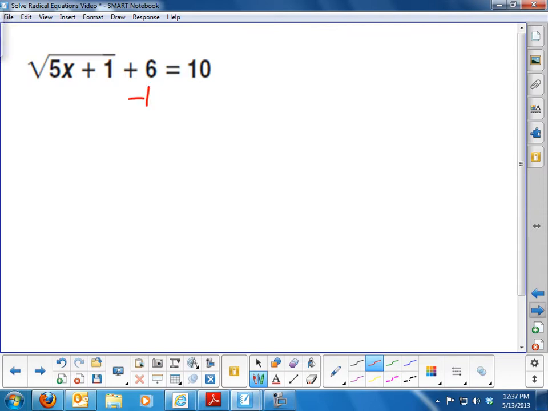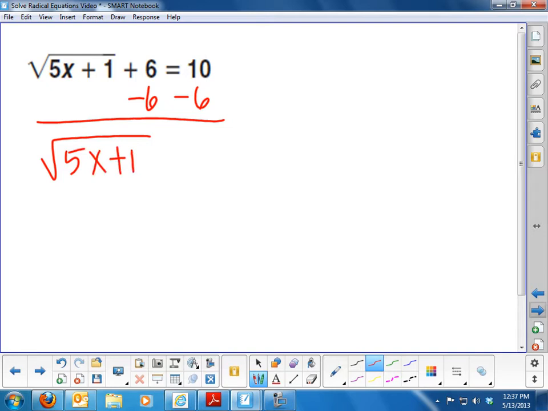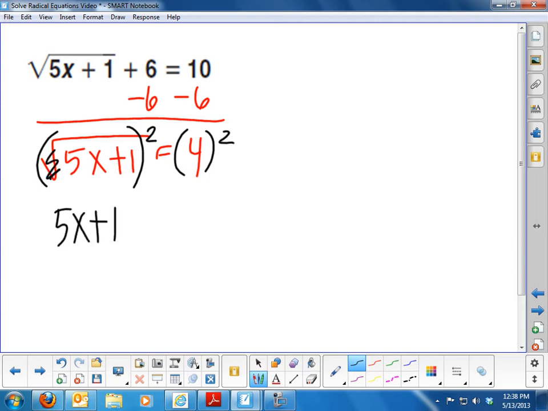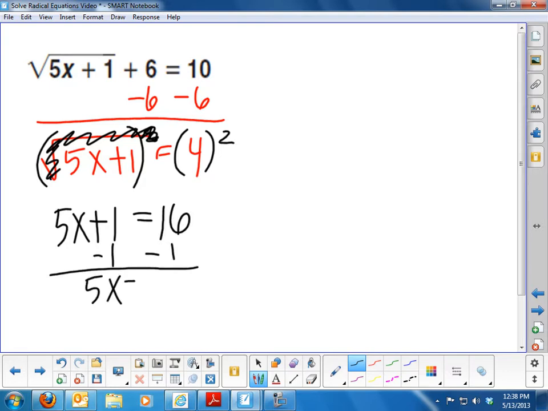All right, what do you think I need to do first here? I'm going to need to subtract 6 from each side first because you're trying to isolate the square root first, okay? You want to get the square root all by itself. So after I subtract 6 from each side, I'm left with this. Now, how do I get the x out from underneath the square root sign? I have to square each side. What I do to the left side, I have to do to the right. This square and this square root cancel each other. So I have 5x plus 1 is equal to 16. Now I subtract 1 from each side and get that 5x equals 15, so x equals 3.